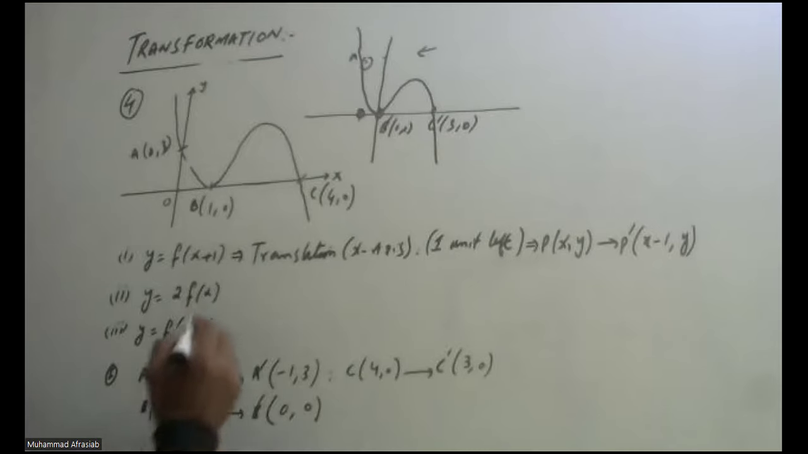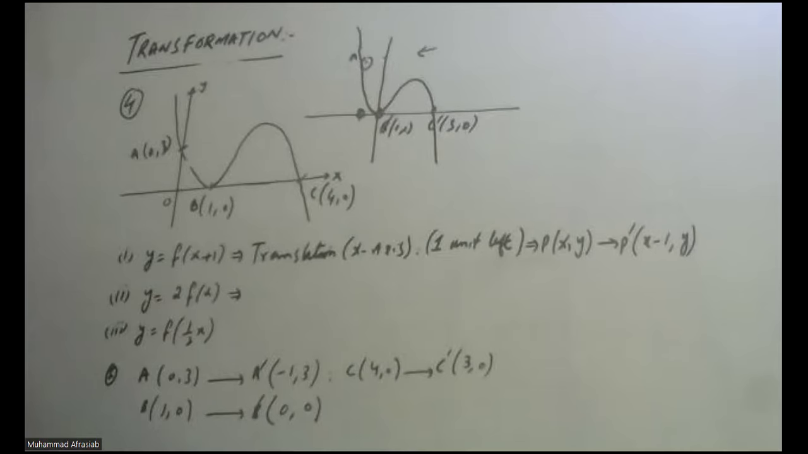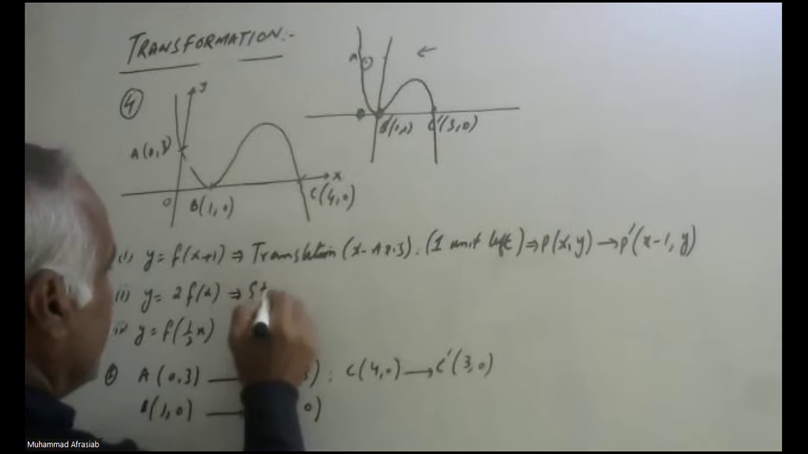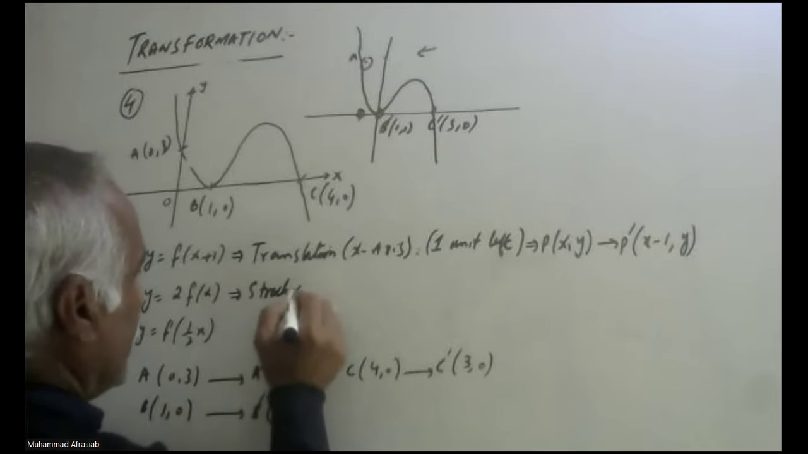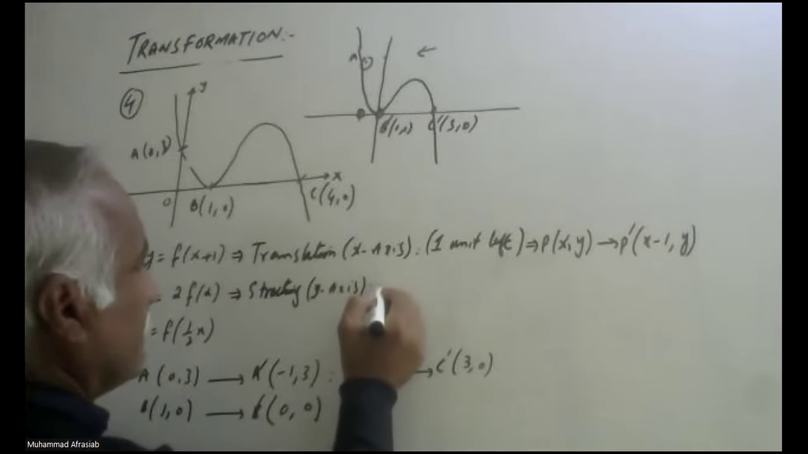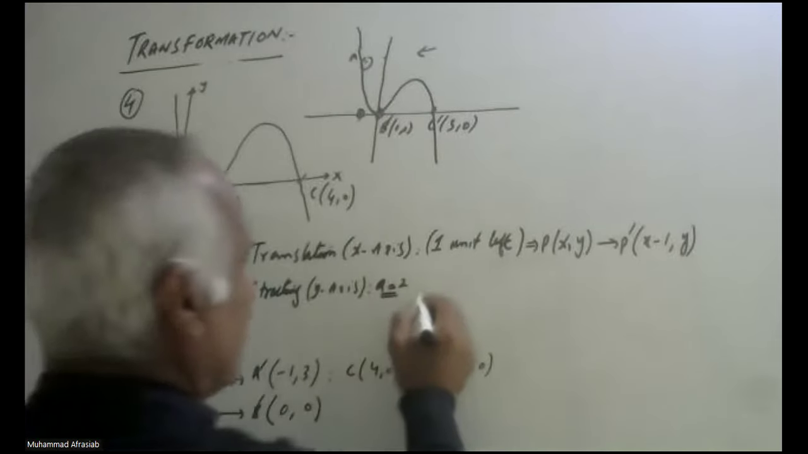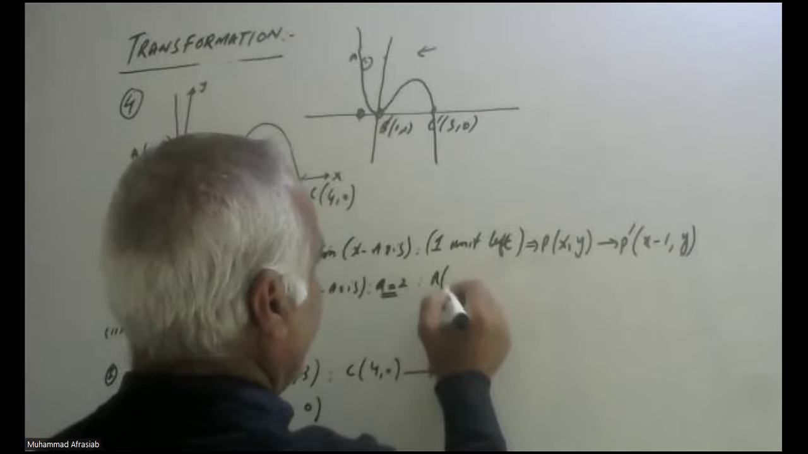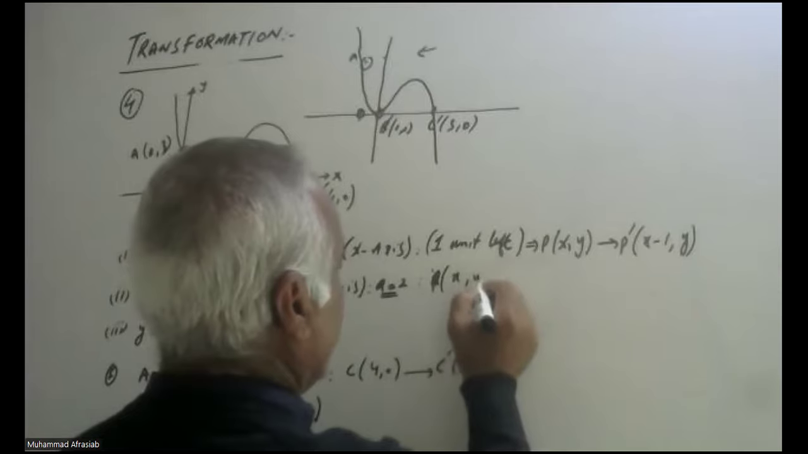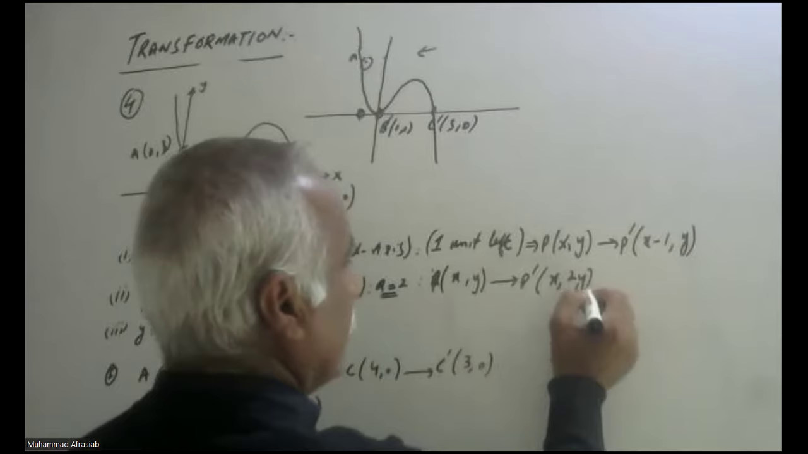Now, for the second part, it is 2 f of x because 2 is multiplied outside. So this is the stretching about the y-axis with the scale factor a is equal to 2. So in matrix form, if the point P is (x, y), then P dash will become (x, 2y).